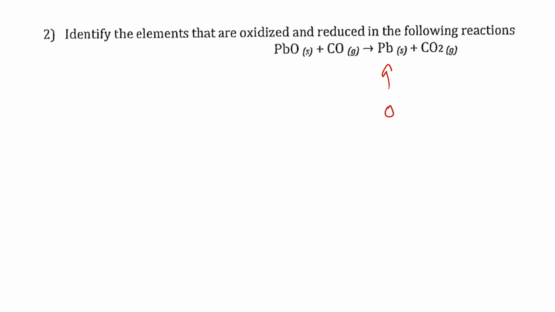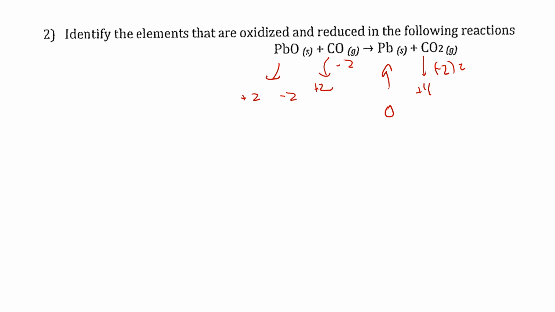Okay, so we have PbO, so the oxygen right here is going to be minus 2. That means lead has to be plus 2. Here in CO, this is minus 2, so my carbon has to be plus 2. I look at my CO2. If this is minus 2 times 2, that means my carbon here has to be plus 4. So you can kind of figure out what's happening here.